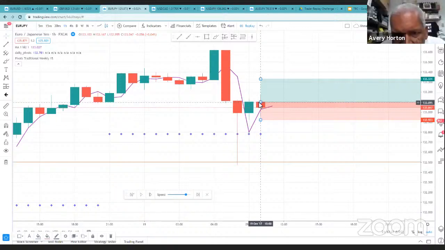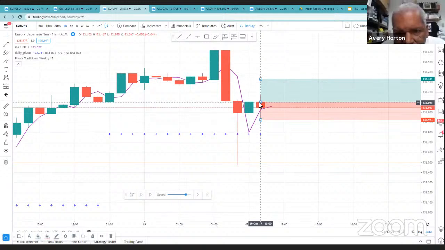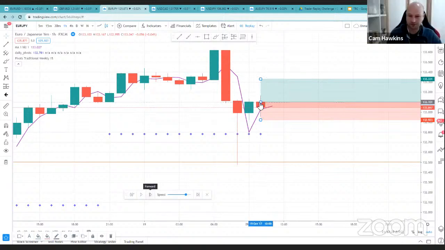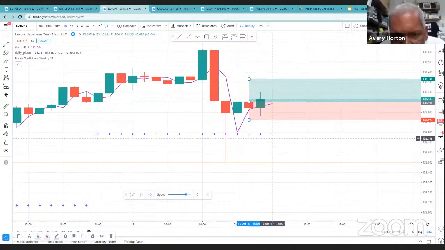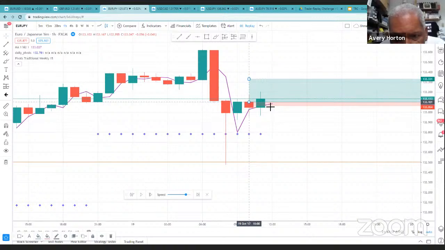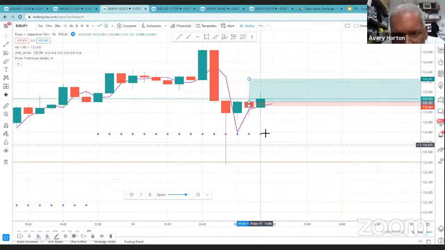Now, it makes a difference in terms of your R. If you don't move your stop and you leave a big stop, your R is only ever going to be 1. So now you've got a little bit more than 1. Now we have to move the stop loss to about the midpoint of the previous candle.